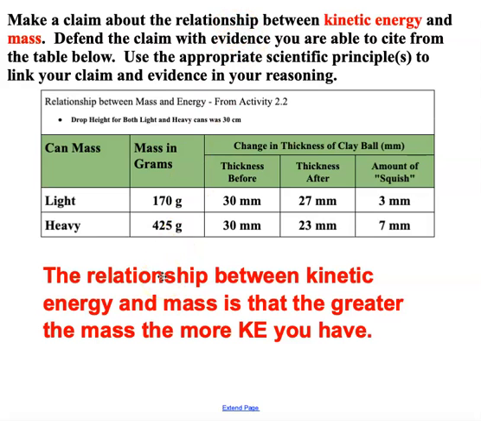The relationship between kinetic energy and mass is that the greater the mass, the more KE you have. And you could word it differently. You could have said the greater the mass, the greater the KE. You could have also said the relationship between kinetic energy and mass is that the lower the mass, or the smaller the mass, the less KE you have. That would have been perfectly fine. The opposite is also true. So this is the bare minimum that you need to have for proficient. If you want to have an advanced, you might want to add in there if speed stays the same, if speed's constant, if everything else is a constant. So that's always a good thing to have.